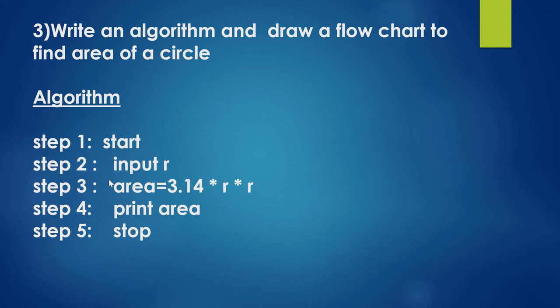And process. What's the process here? Output is area. So process is area is equal to, how to represent pi r square? Pi means 3.14. 3.14 is the value of pi. Pi r square means 3.14 into r into r. Then output. Which is the output? Area. Print area. Stop. This is the algorithm for finding the area of a circle.